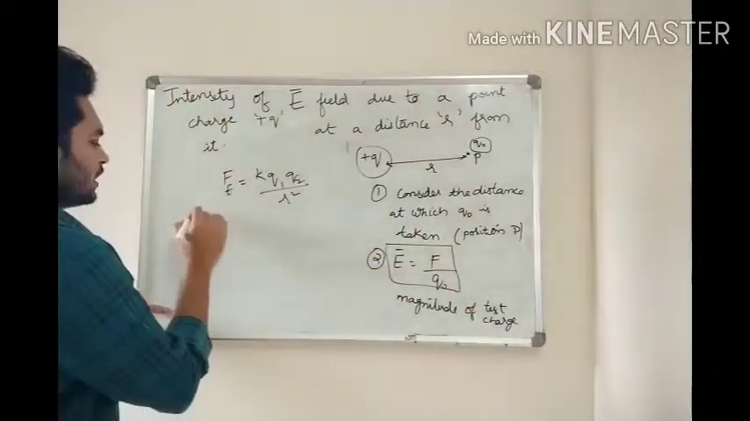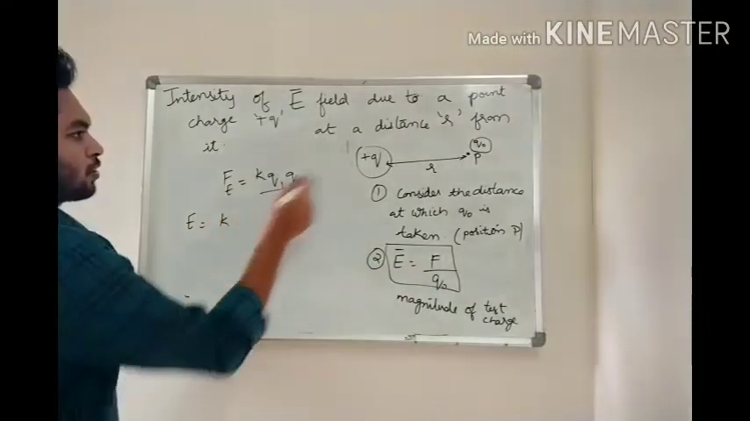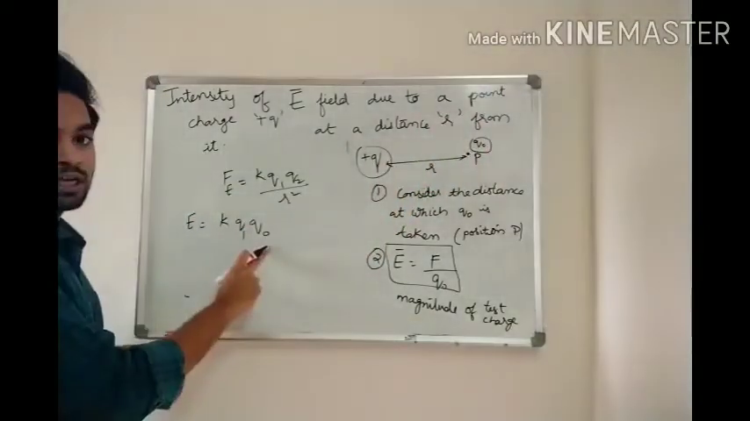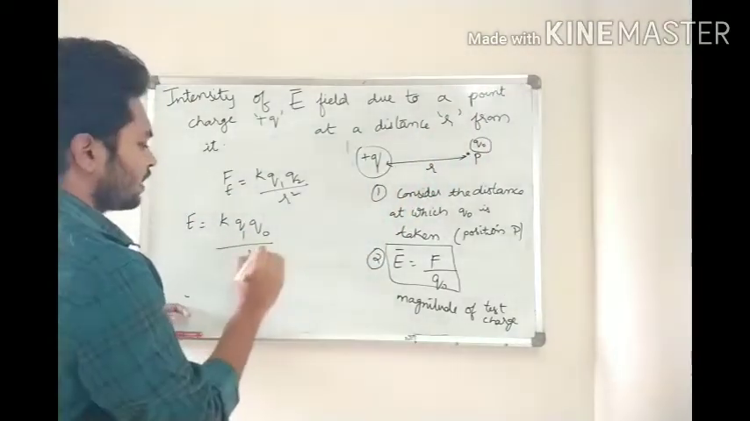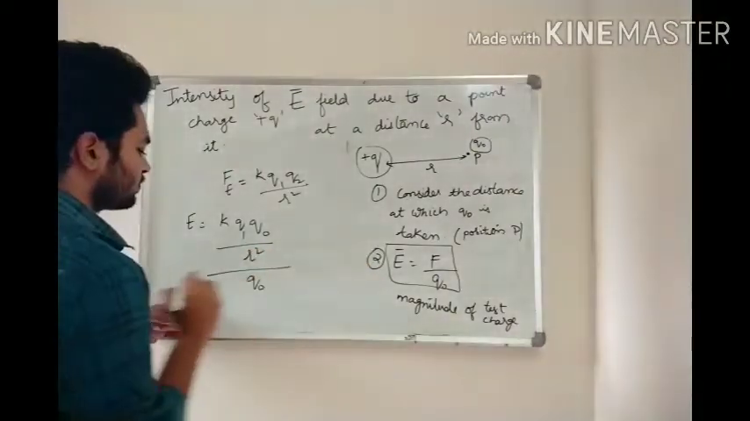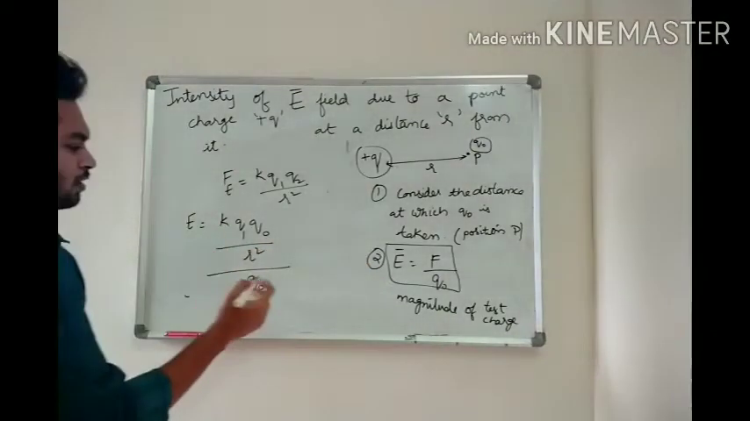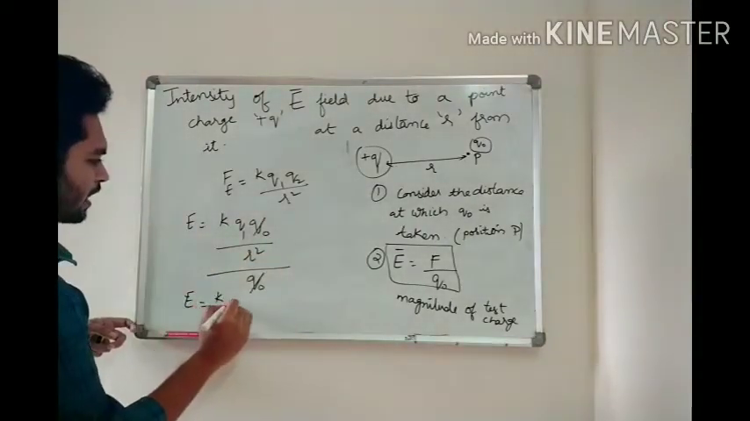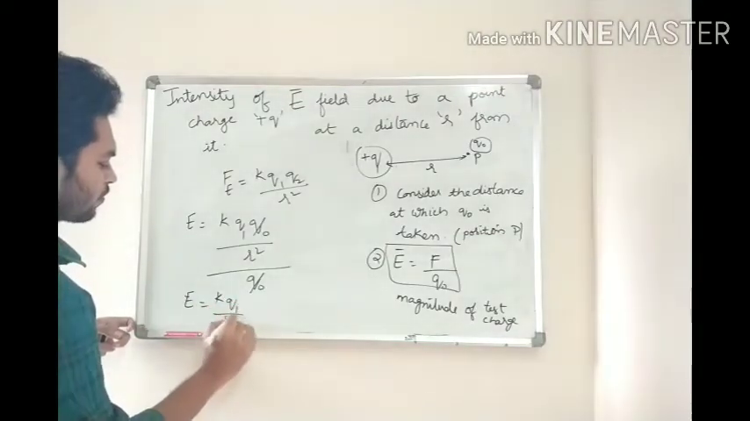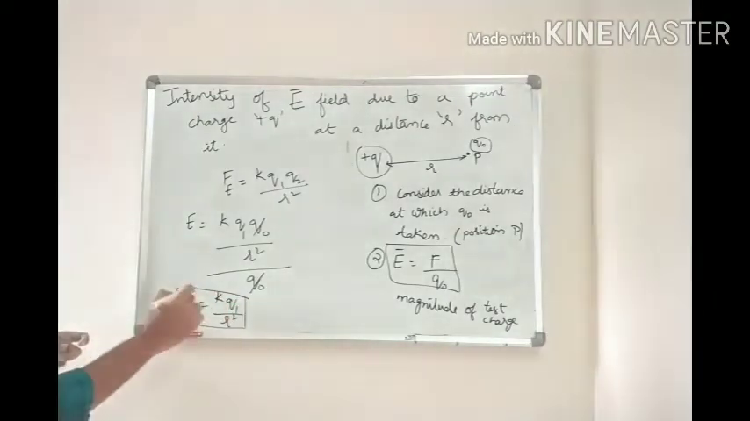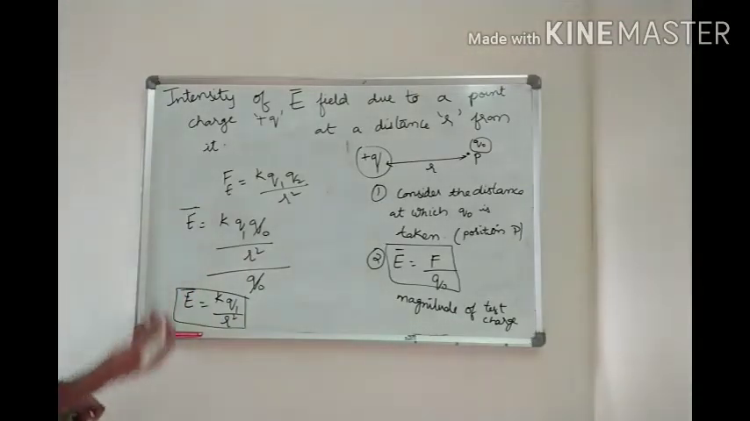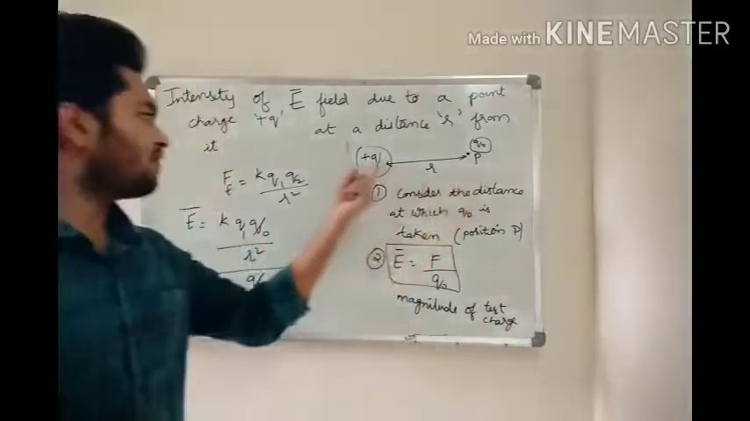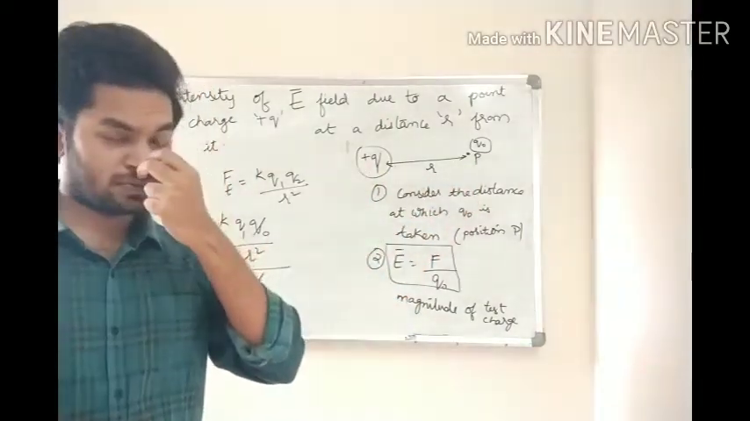So substituting, E is equal to K Q, this is our Q1, Q naught. Our second charge is Q naught, that is why we have taken Q naught by R square, again whole divided by Q naught. So if I cancel it out, what is left? E is equal to K Q1 by R square. So this is the amount of electric field at a position P of this electric charge. Clear?